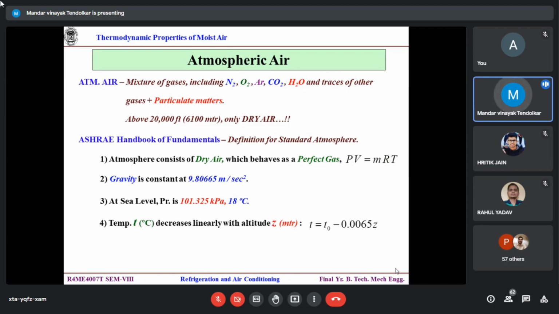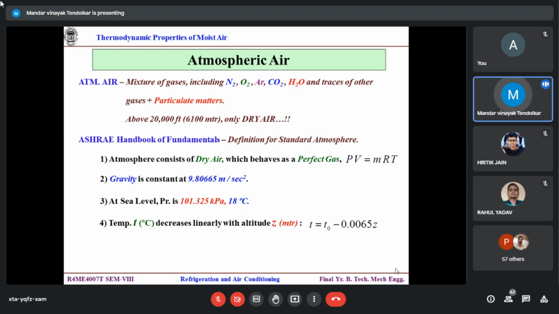Then the same temperature T decreases naturally when you go in the upward direction. At higher altitude, temperature reduces, we know. The governing equation given is T = T0, which is basically 18 degrees Celsius, minus 0.0065 into Z, where Z has to be in meters. Whatever temperature you get is in degrees Celsius only. This is not the Kelvin scale.